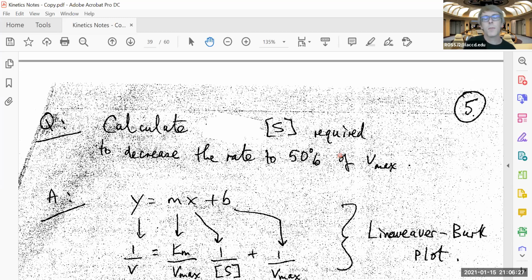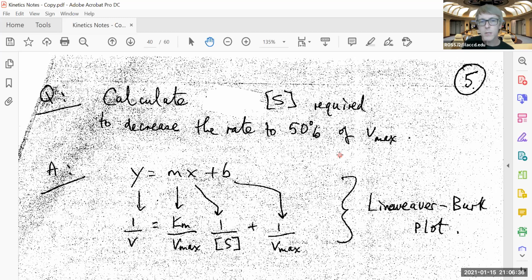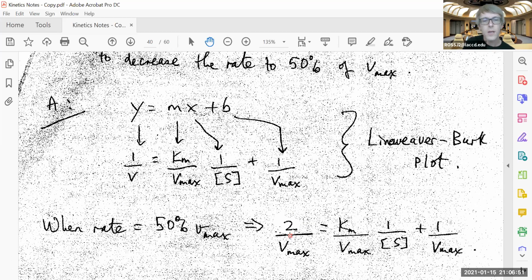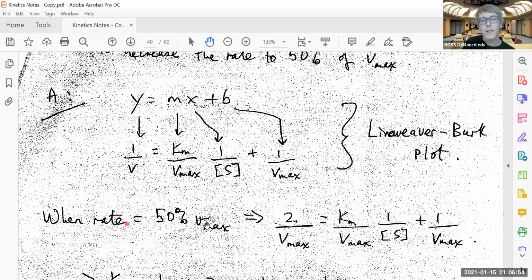And here's a pretty common question. Calculate the substrate concentration required to decrease the rate to 50% of the maximum rate possible. We start with our straight-line form of Michaelis-Menten, the Lineweaver-Burk form, which is 1 over V equals Km over Vmax, 1 over S, plus 1 over Vmax. We declare that when the rate is half of the maximum rate, V becomes Vmax over 2.